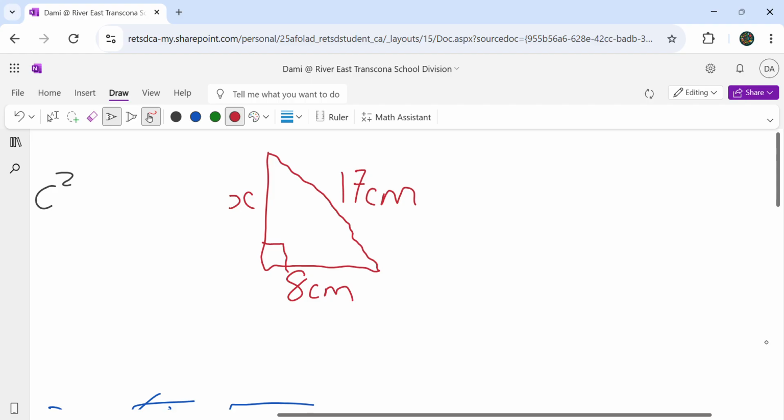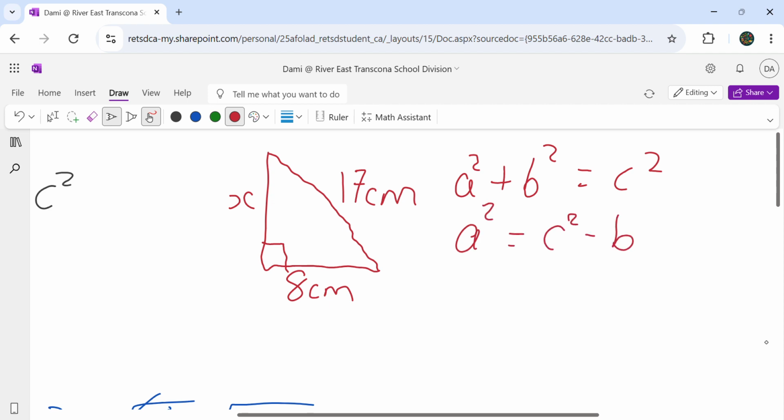And this time around, instead of plugging it in, I'm going to make the question a little bit easier. Making x a, I'm going to move it so a square equals c square minus b square, and then input my question in here. So a square equals 17, not 8, my bad.